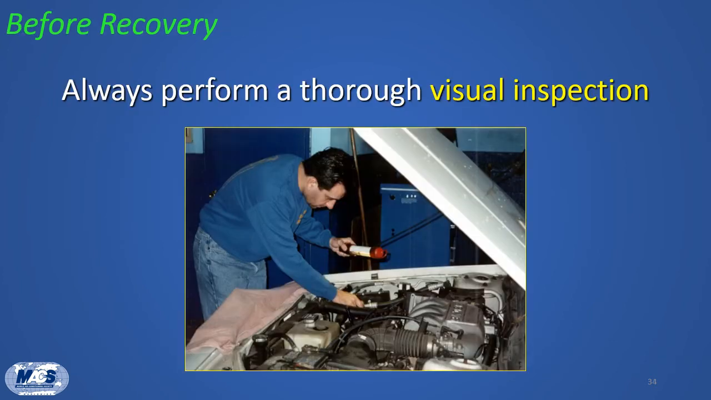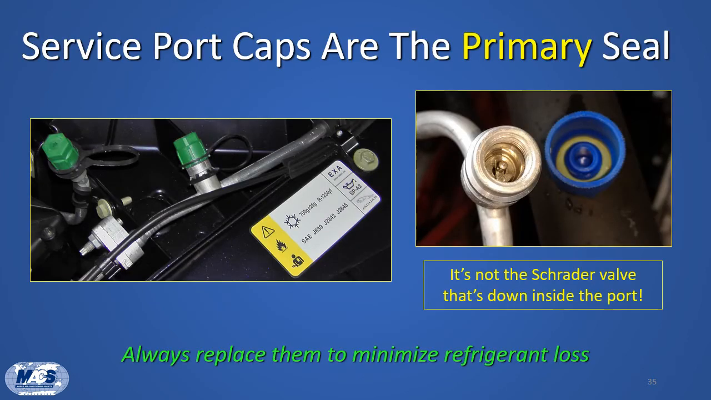Now that we've talked about some of the equipment, let's move on and talk about service. As a first step, and before you open the system, always perform a visual inspection to spot obvious problems. Also, those service port caps themselves are actually the primary seal for the service port. And contrary to popular belief, it's not actually the Schrader valve that's down inside the port. So you want to make sure that if the system is missing its caps, you always replace them to minimize refrigerant loss.